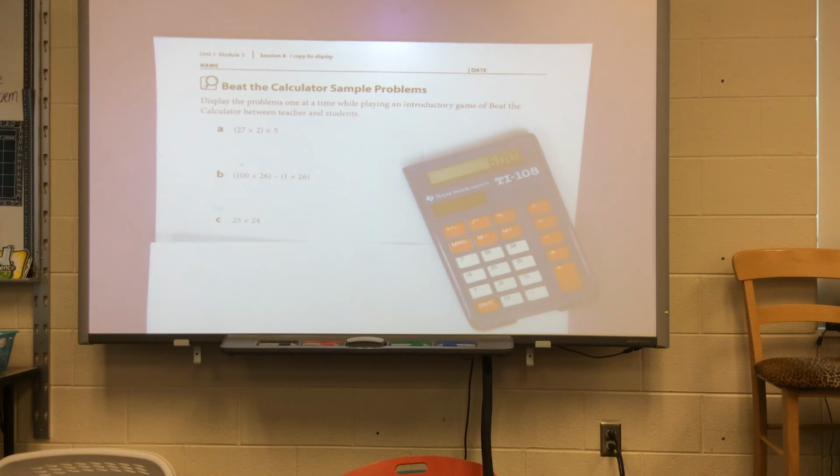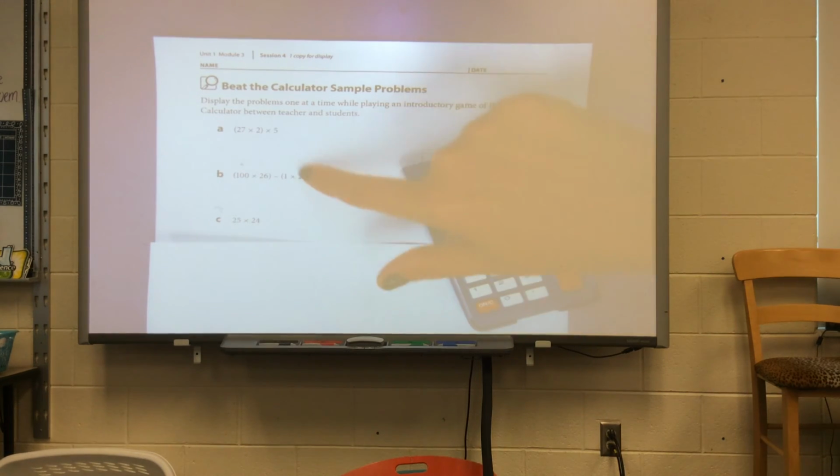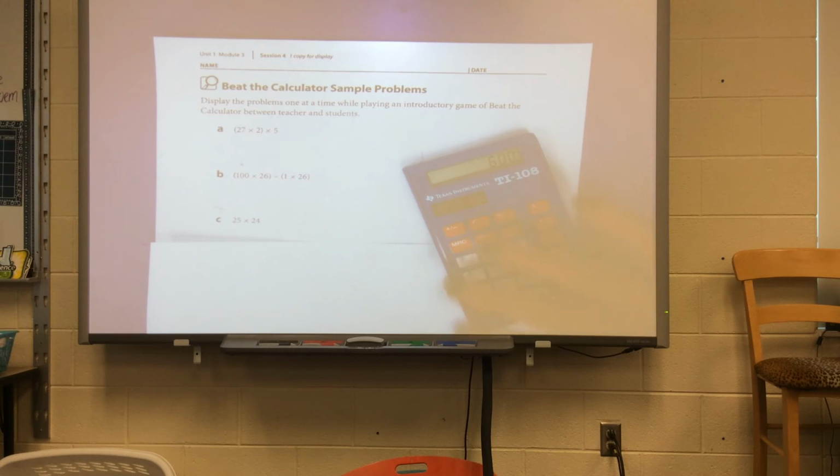Now, in between each card, you would trade. So this time I used the calculator for all three just because I didn't want to trade the calculator back and forth for just showing you how to play. But next time, when you're playing with your face partner or with your shoulder partner, you would take turns. So on the first problem, you use the calculator. On the second problem, your partner uses the calculator.